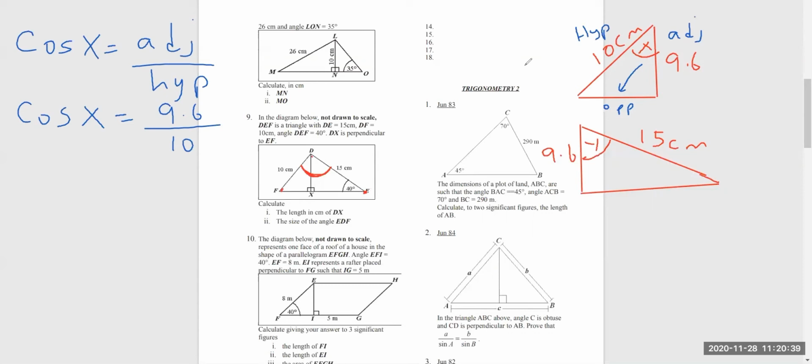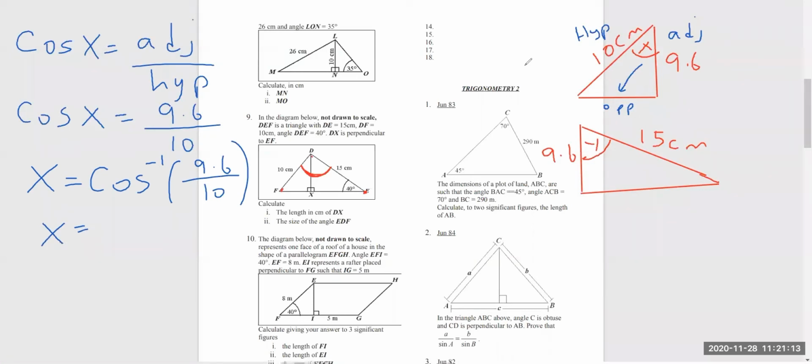You want x alone. So you see the cosine, you want to eliminate the cosine. So we multiply on both sides by the inverse of cosine. Multiplying by its inverse gets rid of the cosine sign. Anytime you multiply something by the inverse, it disappears. So if you multiply both sides by the inverse of cosine, you get x is equal to cosine inverse of 9.6 over 10.